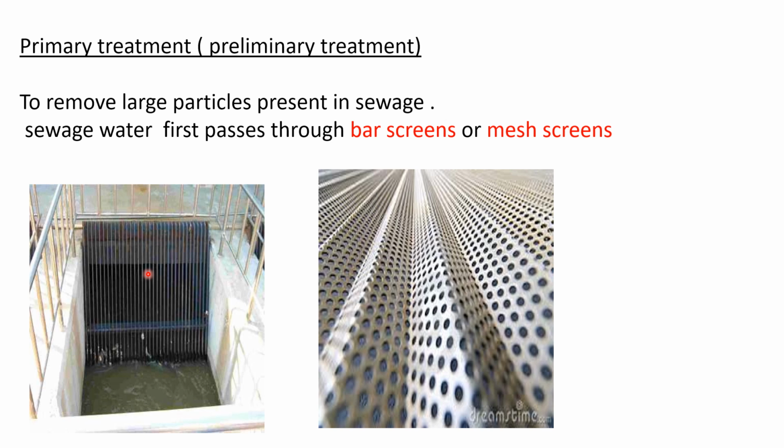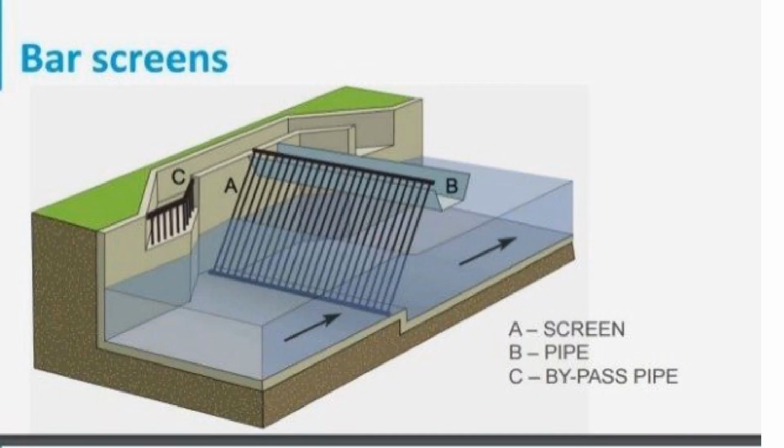Okay, so this is primary treatment to remove large particles present in sewage by passing through bar screens or mesh screens. You will get a clear idea from this figure. When we pass sewage through these bar screens or mesh screens, all the large particles are separated from the sewage. So this method is known as screening, or we can say preliminary treatment or primary process. Okay, the first step in sewage water treatment is the primary process to remove large particles through screening.